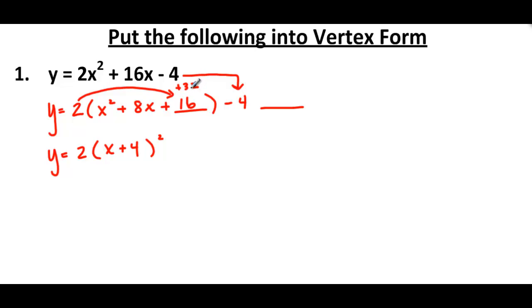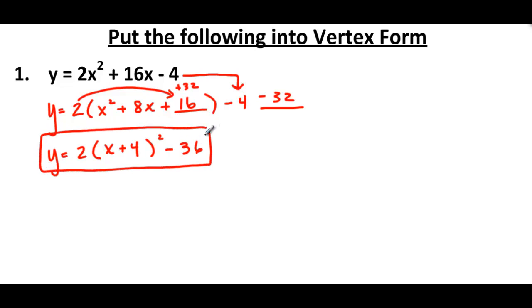So if I add 32 to a side, the only way I can negate that is to subtract 32 from the same side. So these cancel out to 0, and I didn't really do anything to change the problem. This now becomes negative 36, and I just put this into vertex form. I could find the vertex, which is negative 4 and negative 36, and I could graph it if I'd like.